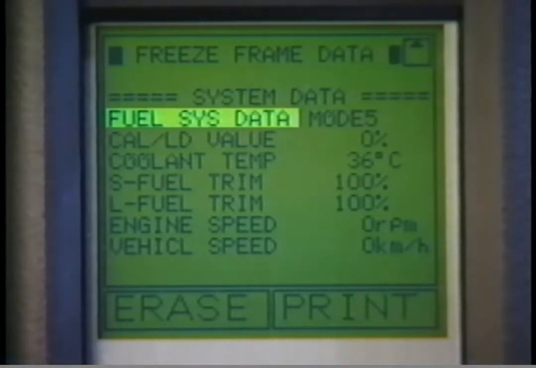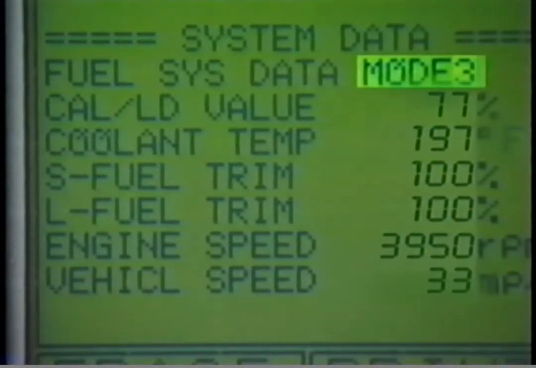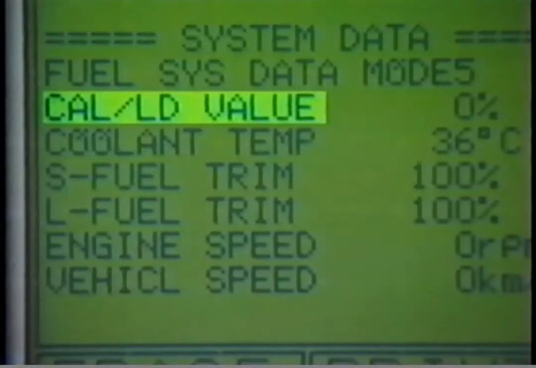There are four modes, 2 through 5. For example, mode 3 means the system was in open loop at the time the malfunction was detected. For a full explanation of these modes, look in the Consult Freeze Frame Data section of the service manual. The calculated load value is the airflow through the intake, expressed as a percentage of the total possible intake volume. The higher the percentage, the heavier the load.